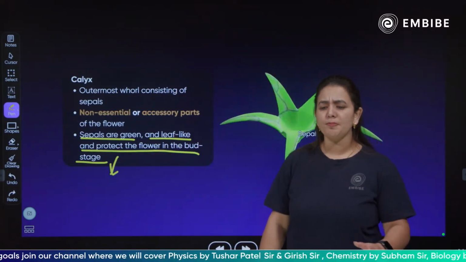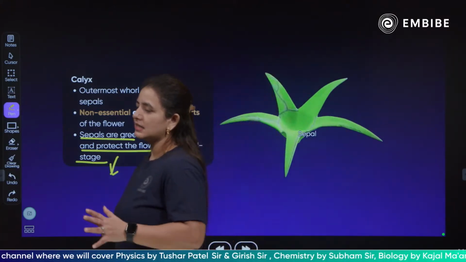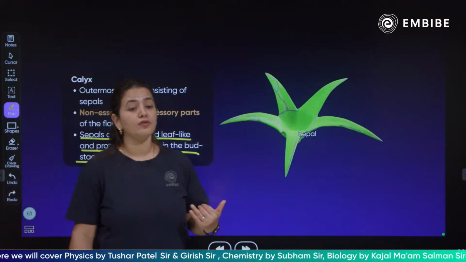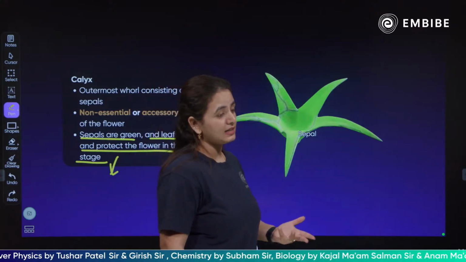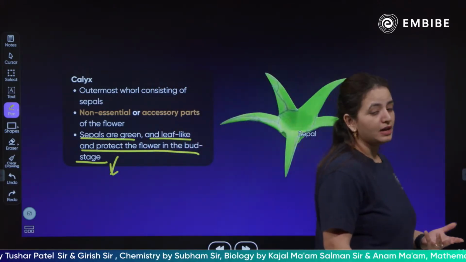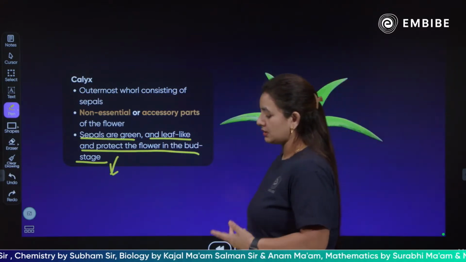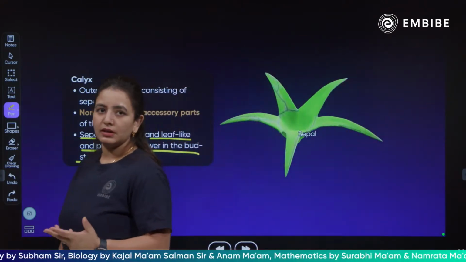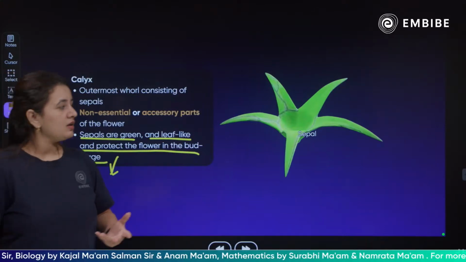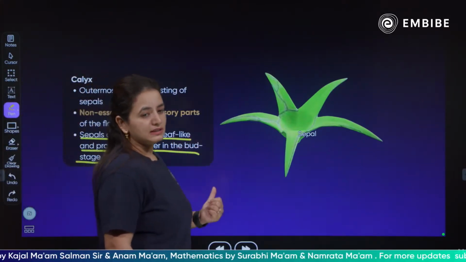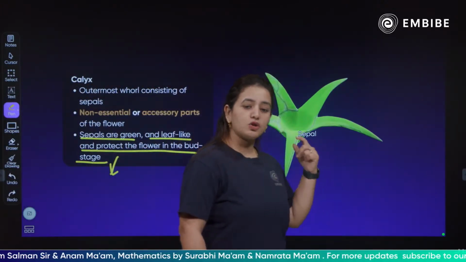So this is the basic feature of the calyx: what is calyx, how it is involved, why we are calling it an accessory and non-essential part, and how it participates in the reproductive system. Clear? I really hope this is clear. Talking about the calyx, let's now talk about the corolla.